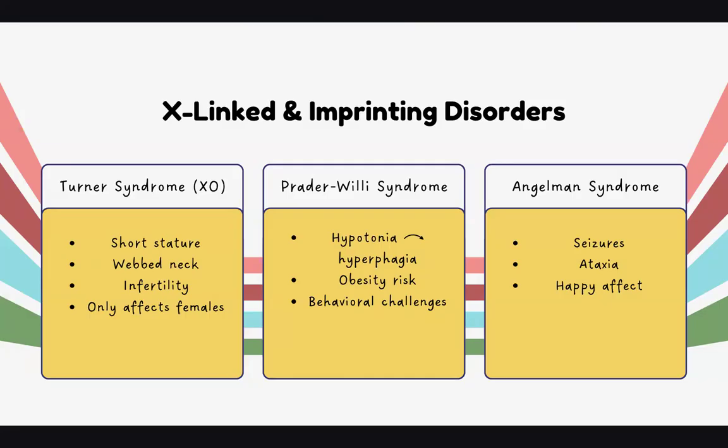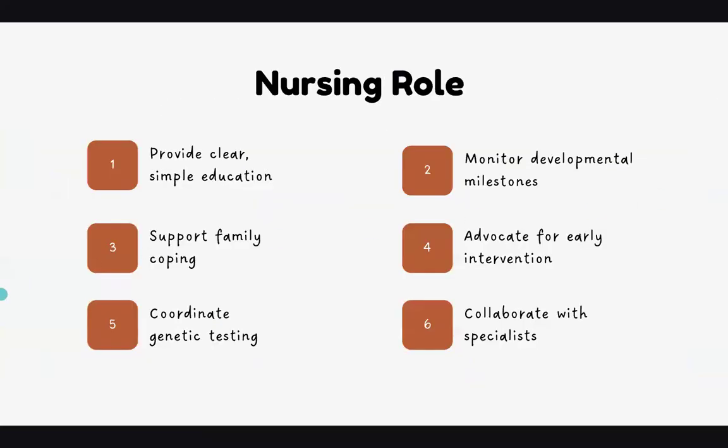Okay, so Prader-Willi syndrome, they will have hypotonia in infancy, which later in life ends up causing hyperphagia. They also have a risk of obesity and behavioral challenges. And then there's Angelman syndrome, and unfortunately, they are at risk for seizures, ataxia, and a happy affect. A happy affect isn't a bad thing, but seizures and ataxia are.